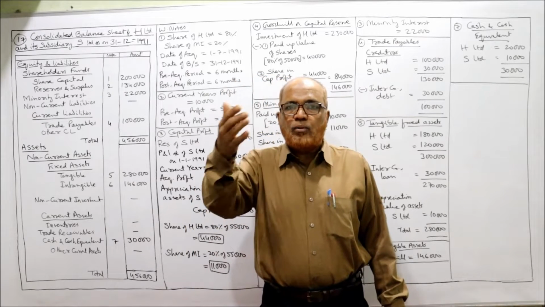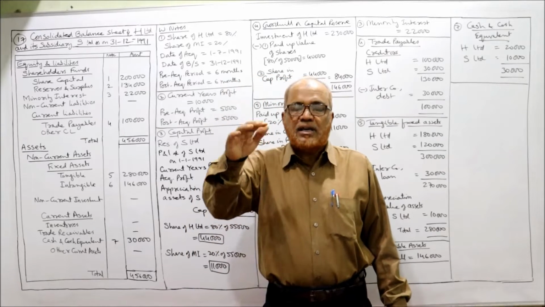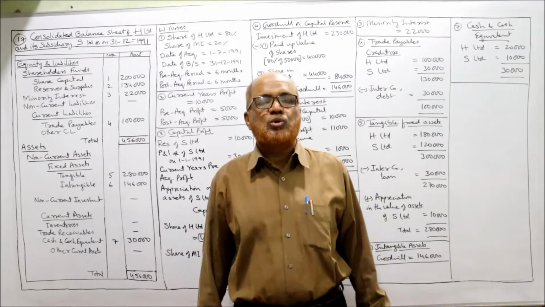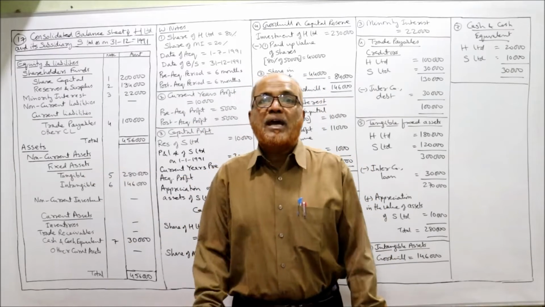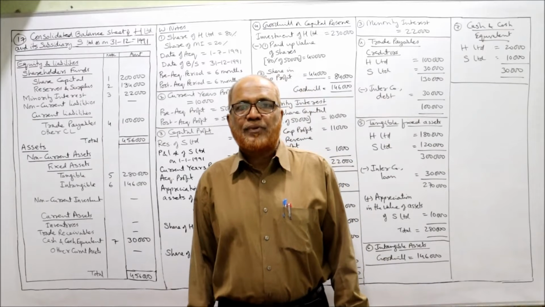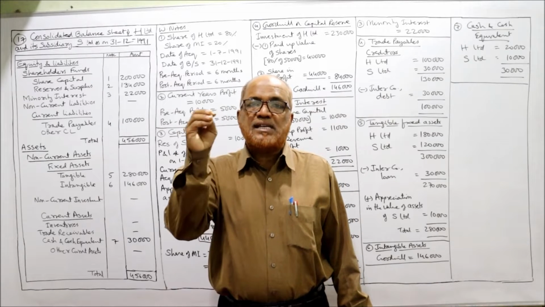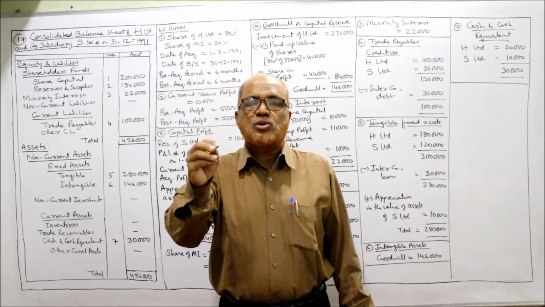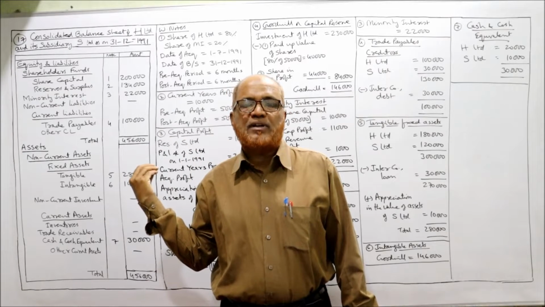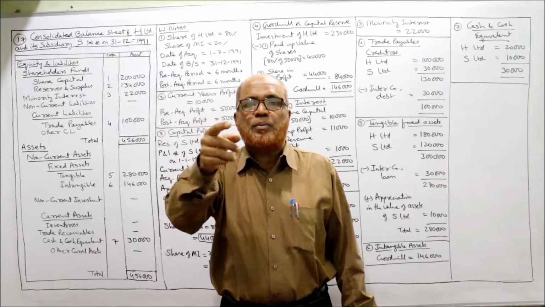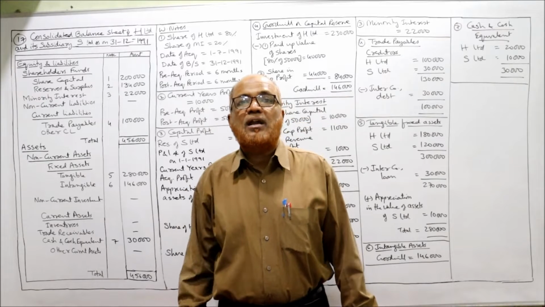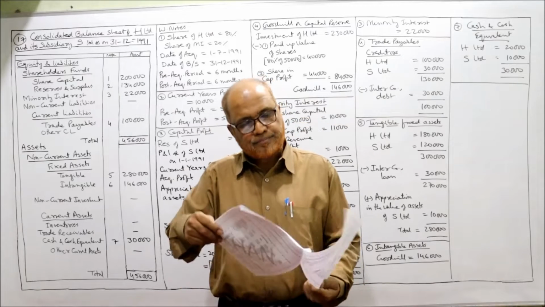So any revaluation, any increase in the value of the assets due to revaluation of S Limited will be a capital profit. Now this 10,000 rupees is a capital profit. So it will be added to capital profit, and again that 10,000 rupees will be added to sundry assets.